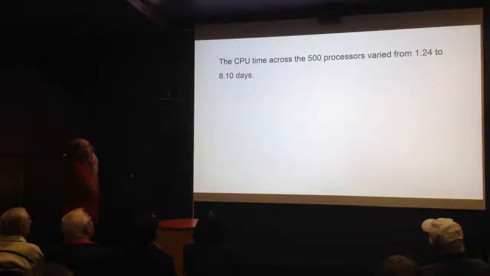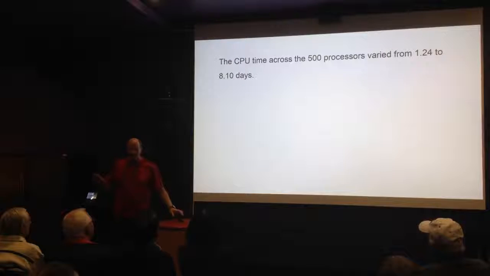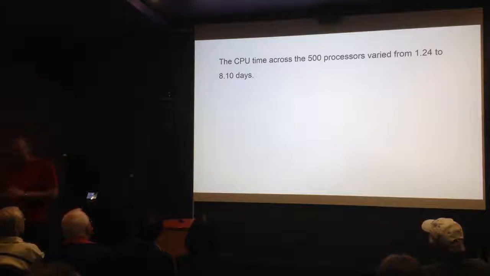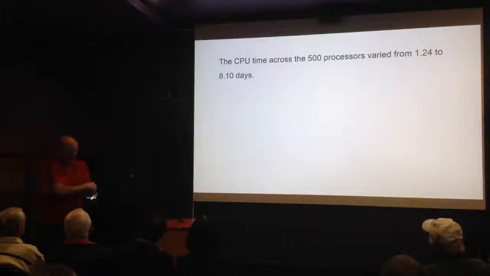Okay, now the CPU time. So we've looked at the astronomical aspect, now we're looking at CPU time. You can see that one processor took just 1.24 days, and the slowest took 8.10 days, so 8.1 days. Now that's a ratio of over 6. And I was very surprised at this for the following reason.